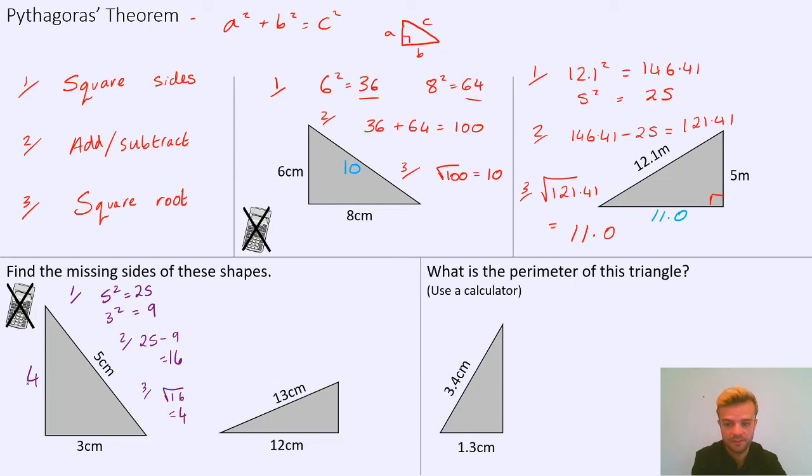Now again, does it make sense? Yeah, it does, because in the picture it looks a bit longer than the 3, but it can't be as long as the diagonal, which is 5. So 4 does make sense.